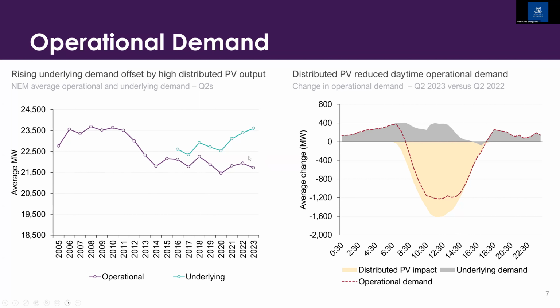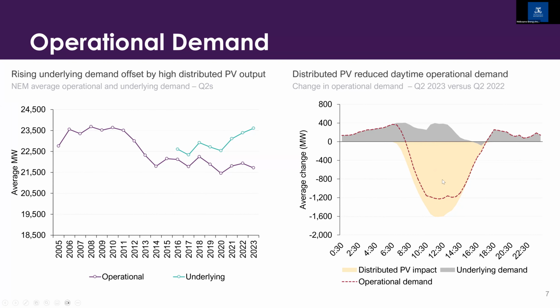To explain the Q2 22 to Q2 23 changes a little bit more, I'll show the chart on the right, which is a change by time of day between Q2 22 and Q2 23. That gray shaded area there is the increase by half hour in underlying demand. It correlates to the increase in the teal. And we can see it's increased mostly throughout the day, not so much in the evening. So that can be mostly explained by temperature changes. But the big change is that increase in rooftop or distributed PV.